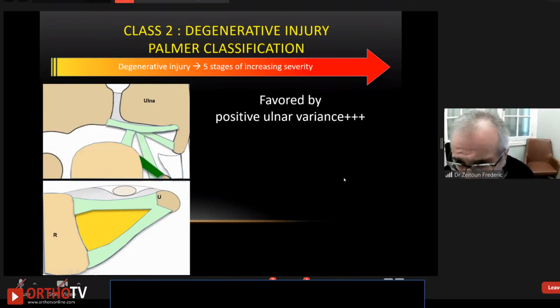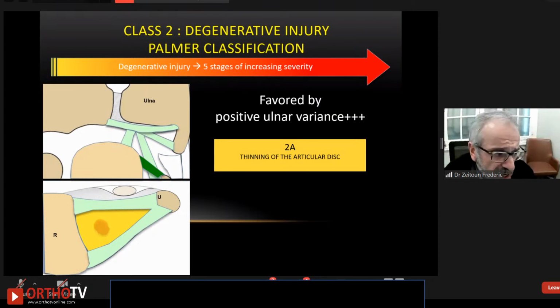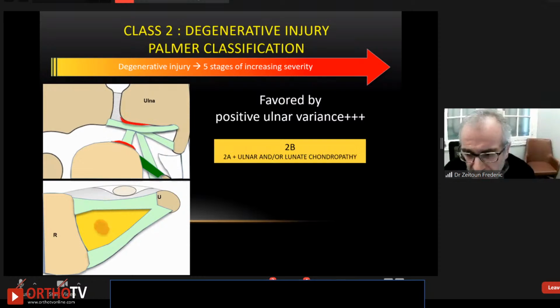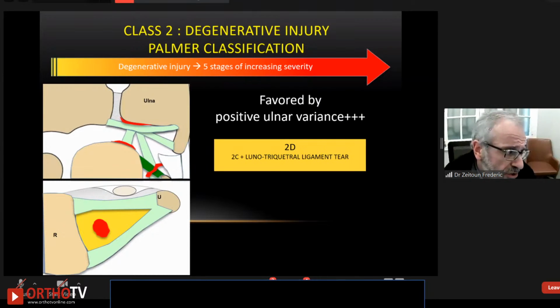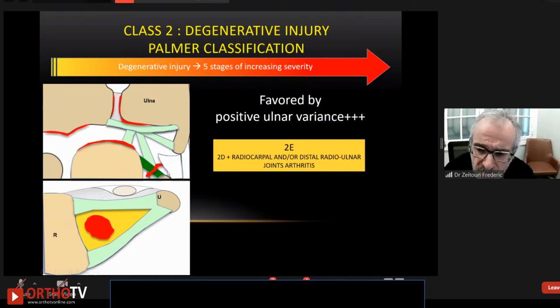We can continue with class 2 degenerative lesion, also called ulnar impaction syndrome. They are favored by positive ulnar variants and progress in 5 stages of increasing severity. So first, class 2A lesion, it's just a thinning of the articular disc. In class 2B lesion, there is appearance of ulnar or lunate chondropathy. Class 2C lesion, there is a disc perforation. Class 2D lesion, you have a perforation or tear of the lunotriquetral ligament, as you can see here. And class 2E, there is a radiocarpal or distal radioulnar osteoarthritis.